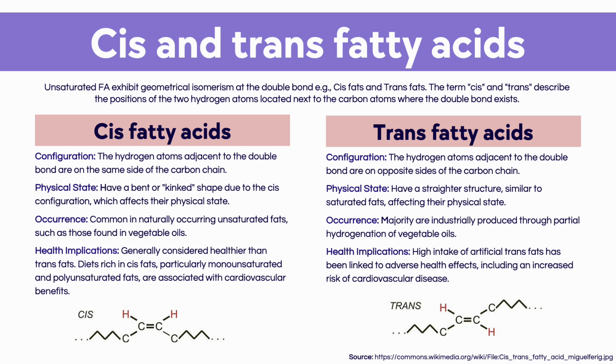They are generally considered healthier than trans fats, and diets rich in cis fats, especially monounsaturated and polyunsaturated fats, are associated with cardiovascular benefits. On the other hand, trans fatty acids have a configuration where the hydrogen atoms adjacent to the double bond are on opposite sides of the carbon chain. This imparts a straighter structure to trans fats, similar to saturated fats, affecting their physical state. The majority of trans fats are industrially produced through the partial hydrogenation of vegetable oils. High intake of artificial trans fats has been linked to adverse health effects, including an increased risk of cardiovascular disease.